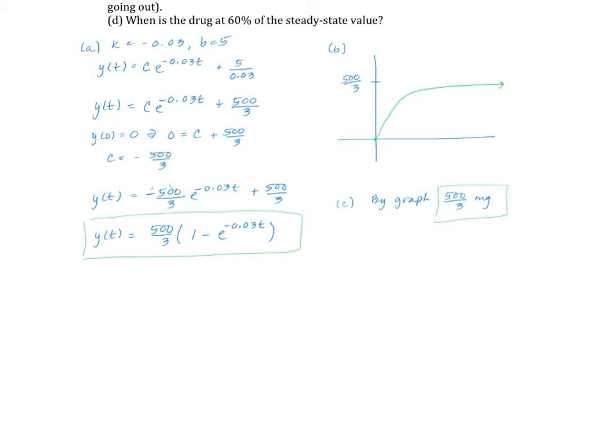Another way we can find the equilibrium solution is by taking the limit. If we take the limit as time approaches infinity of my function y, which is 500 over 3 times 1 minus, now because of the negative exponent, this is actually 1 over e to the 0.03t. Think about this as t goes to infinity, this fraction is going to be approaching 0. So this limit is equal to 500 over 3. That would be another way that you can find the steady state or equilibrium.